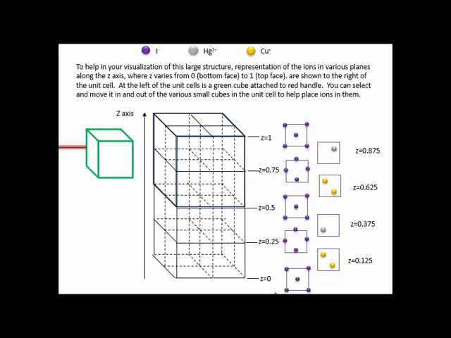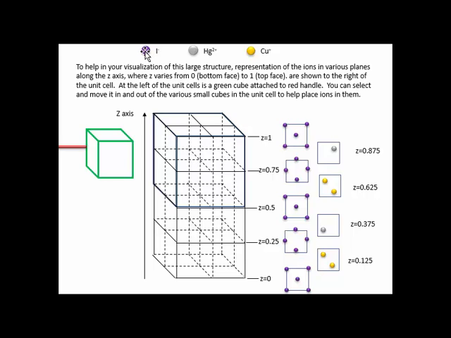Now, in this little area here, I've given you what the bottom plane looks like, which is this bottom plane right here, when Z is equal to 0. And you can see that there are 4 iodide spheres in the corners, 1 in the face. So you have to basically move these ions and place them in the appropriate place in the unit cell. So how did we do that?